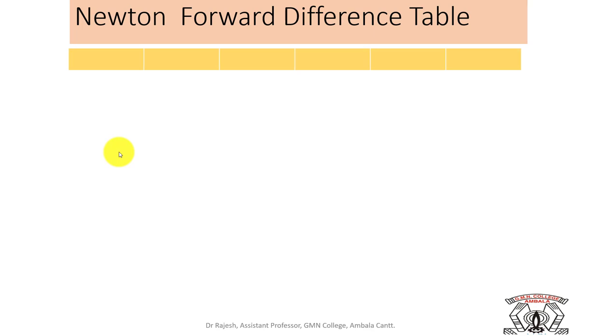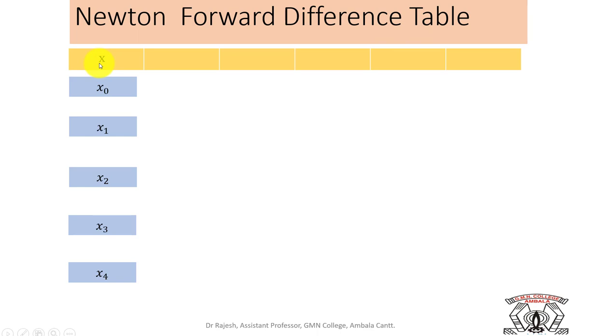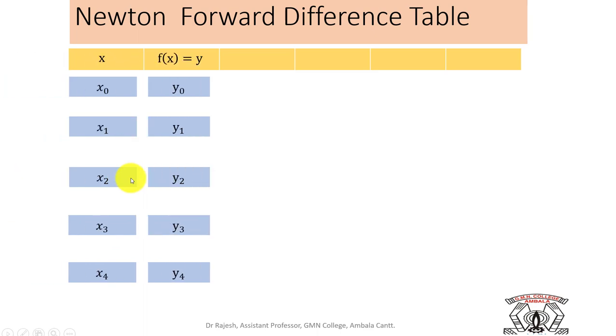Now we will form the Newton forward difference table. We will see how we can form the Newton forward difference table. This x is the argument: x naught, x1, x2, x3, x4. These are the arguments. These are the values of the function at x naught, x1, x2, x3, x4. So first form the first order forward difference operator, that is delta fx.